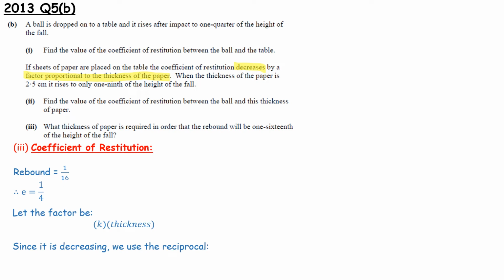So it's decreasing, which means effectively it's going to be the reciprocal. So we're not going to multiply it by this factor. We're actually going to divide it because it's going the opposite way. So we're going to use our reciprocal here. So it's going to be 1 over k times thickness.